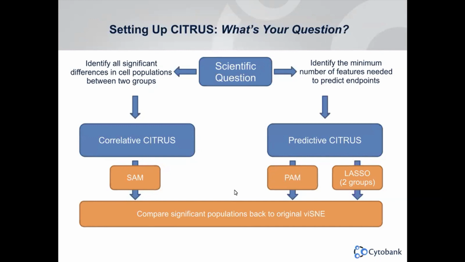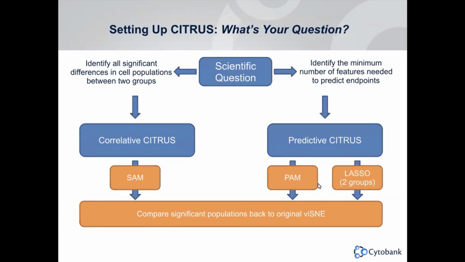And there are two models associated with the predictive stage. One is PAM and one is LASSO. There are a few differences between them. LASSO can only run with two groups, and there's no false discovery rate associated with this model. If you're running with more than two groups and a false discovery rate is desired, then you should run PAM.